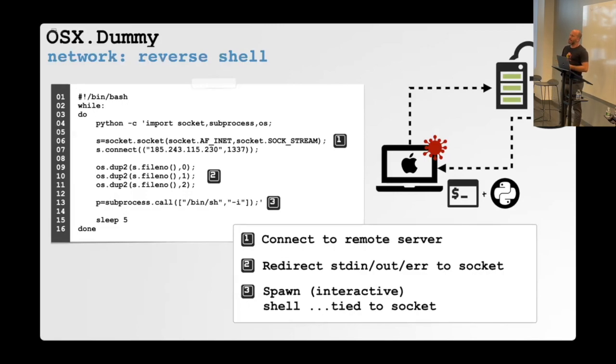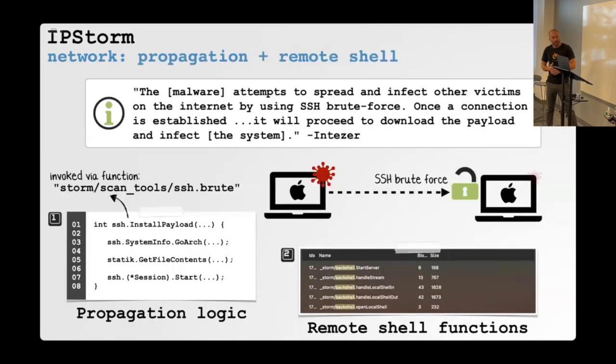You can see it's a bash script that was persisted. And in the bash script, they would execute some Python code that would essentially connect out to a remote server, redirect standard in, out, and error, and then spawn an interactive shell tied to that socket. So again, this is how you create a remote shell, a reverse shell, that would allow a remote adversary to run commands that would then be executed on the shell of the local host.